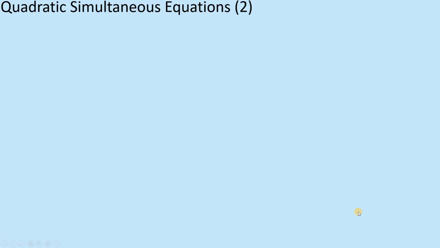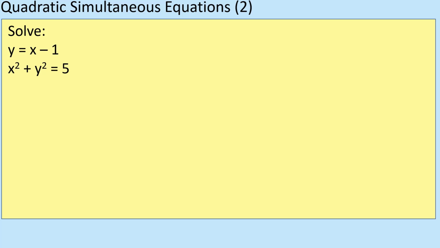The other way of looking at it is when it's a little bit more awkward, and you can see from there where you've got y equals x minus 1, and you've got maybe an equation of a circle. If you don't know what the equation of a circle looks like, it looks like x squared plus y squared equals something else squared. So when we're looking to solve this one, it's a little bit more awkward, but I am still looking to substitute one thing into the other.